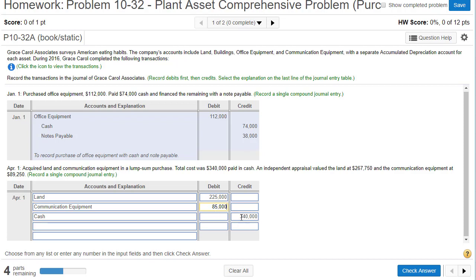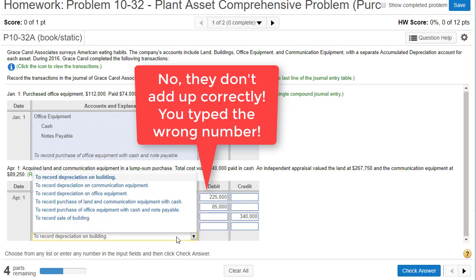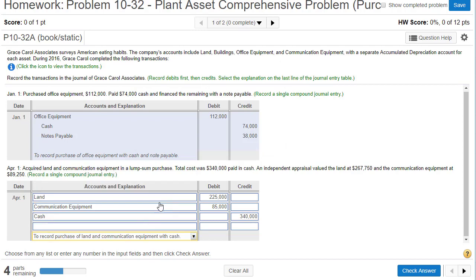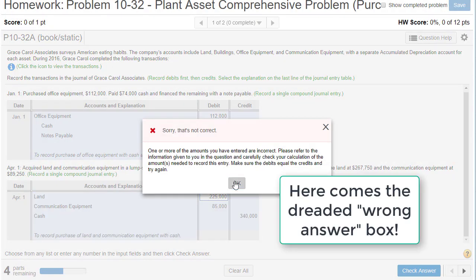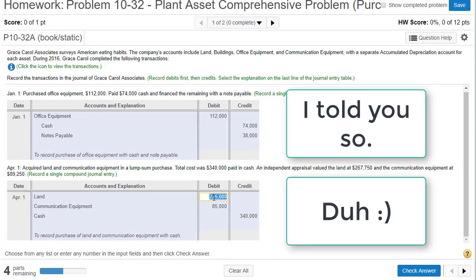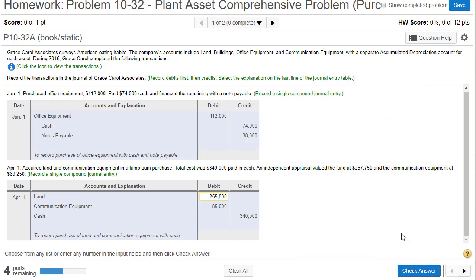Do our debits equal our credits? And they do. To record purchase of land and communication equipment with cash. Oops. It's supposed to be $255,000. I did not double check that my debits equal my credits. Naughty.